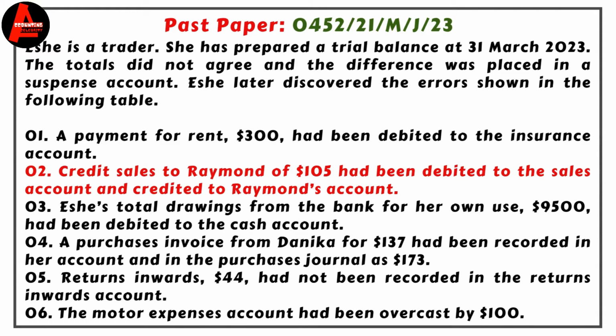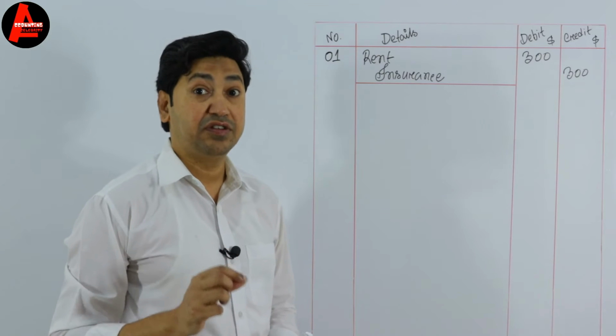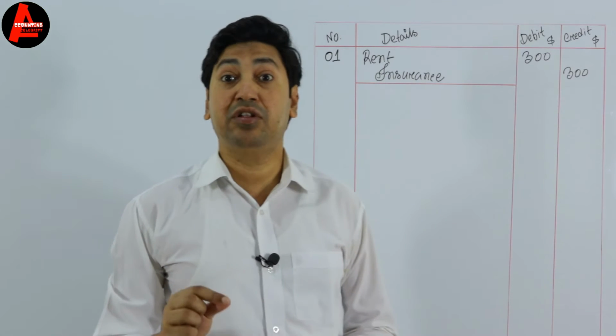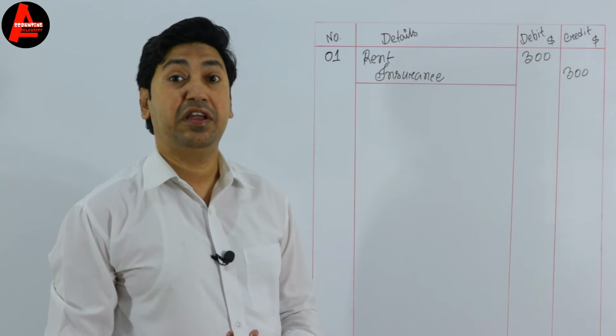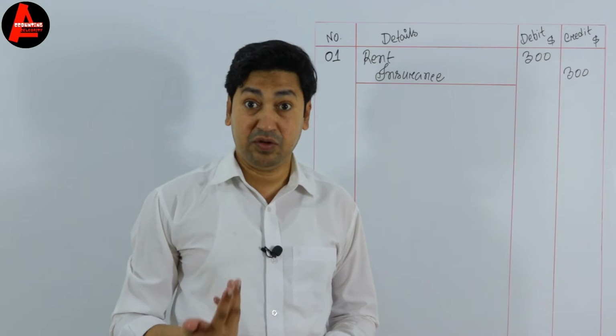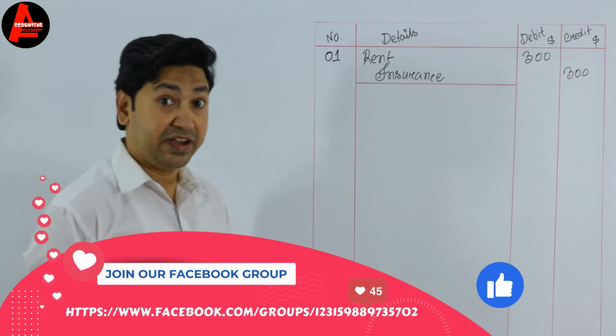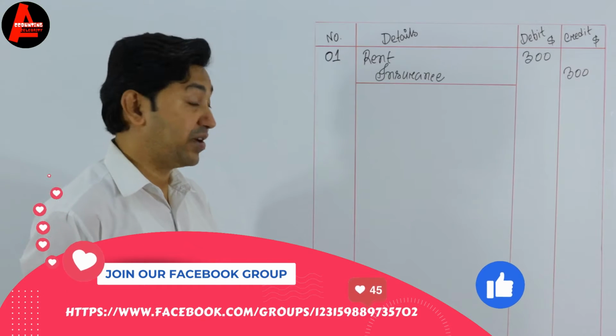Second transaction: credit sales to Raymond of $105 had been debited to the sales account and credited to Raymond's account. So this is the error of complete reversal. The debit account had been credited and the credit account had been debited. If you see this type of transaction, you need to double the amount. So here the transaction amount is $105, so it will be 210 if we double it. Once again, it is an error of complete reversal.